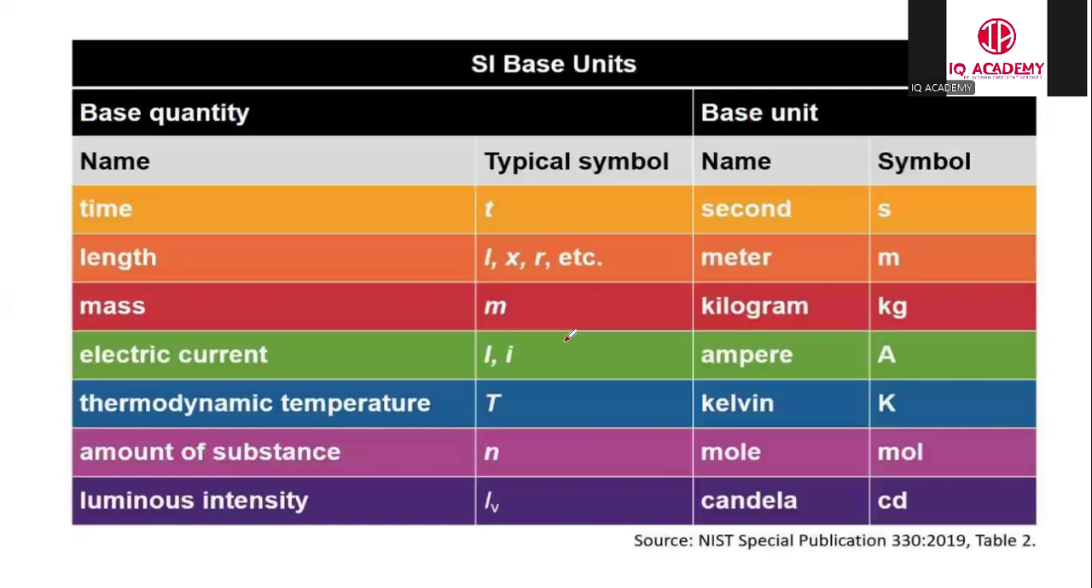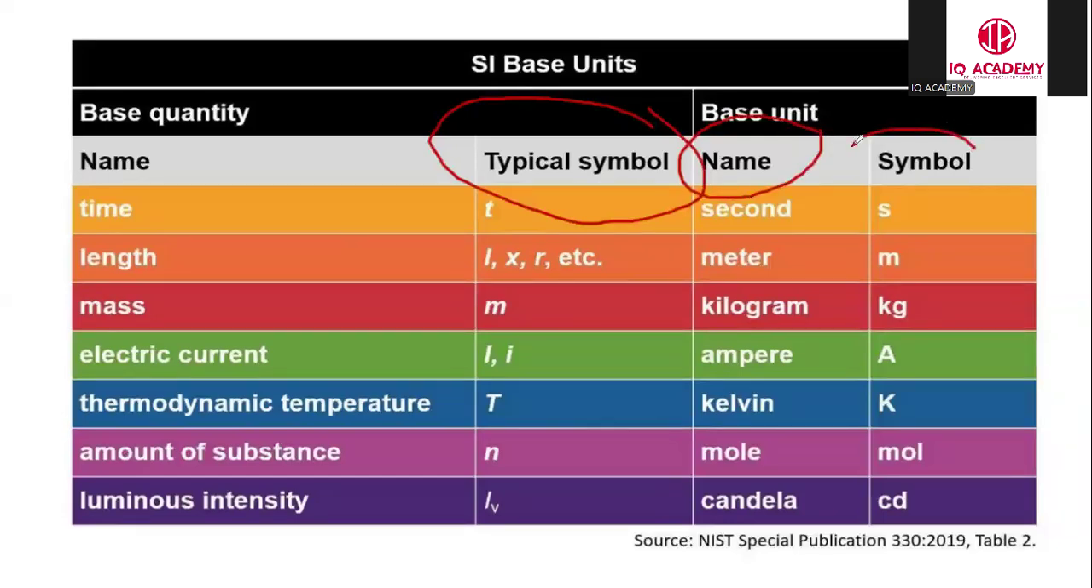Moving forward, this is a table that shows us the SI base units. In number, there are 7, and you're supposed to know all of them by heart. You're supposed to know the symbol they are represented by, so this is the symbol. You're supposed to know the name of that unit.